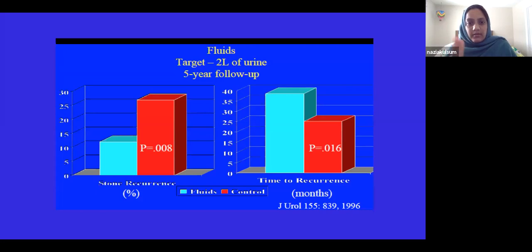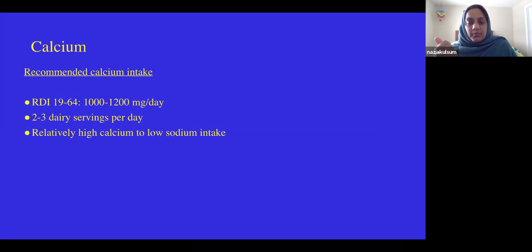So again, adults who had stones, 5-year follow-up, the time for recurrence of stone was reduced by half in people who had more than 2 liters of urine. Calcium intake, we talked about this, why it is essential not to reduce calcium intake a lot. So you have to maintain your recommended daily intake, which is around 1,000 to 1,200 milligrams of calcium a day, which is at least 2 to 3 daily servings.